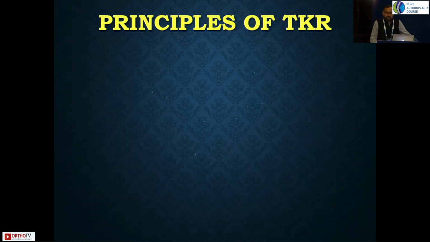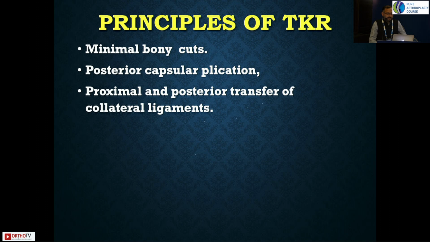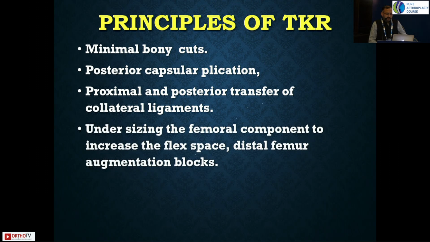So coming to the TKR principles, the most important thing is that these are unstable knees. As we have seen earlier, like TKR in hyperextension or lax knees, minimal bony cuts, posterior capsule plication or minimal posterior release is very important in these situations. At times you'll have to do transfers of the epicondyles for unstable knees. Playing with the femoral and tibial components, downsizing them, and using augments for defect management is important. Absolutely no soft tissue release. Do not touch the soft tissues because they are always unstable.